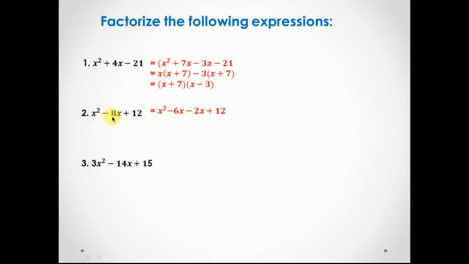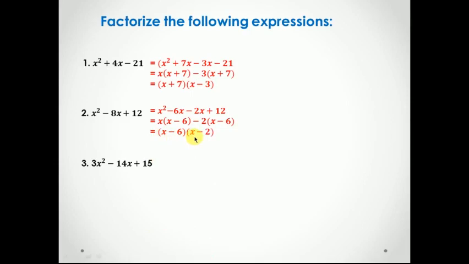So since we want a negative number to be the sum and a positive number to be the product, it means that both our factors will have to be negative numbers, such that when we multiply both numbers we get a positive 12, and of course negative 6 times negative 2 will give us a positive 12, and if we add two negative numbers then that will give us a negative answer, which is negative 8. So again, factorize by grouping, and our solution is x minus 6, x minus 2.